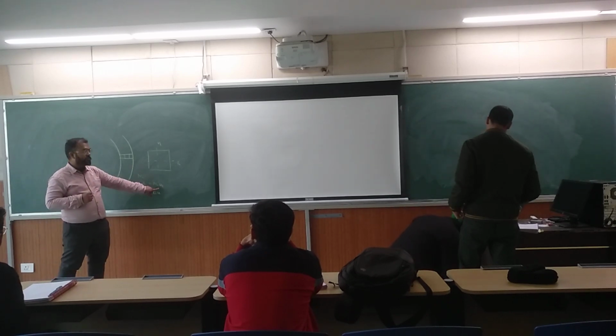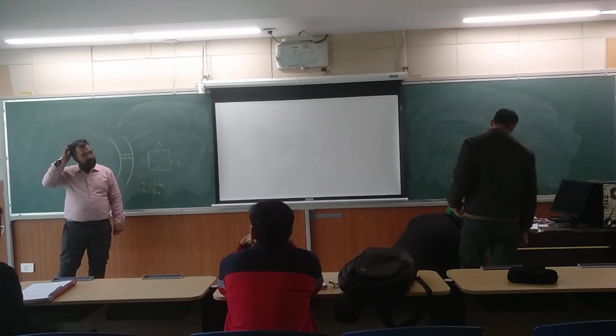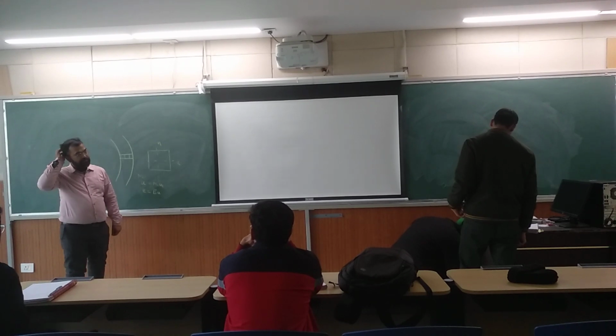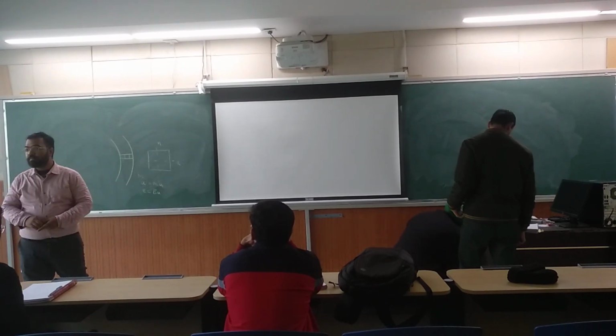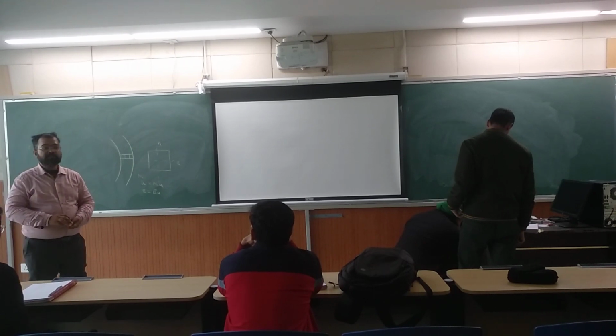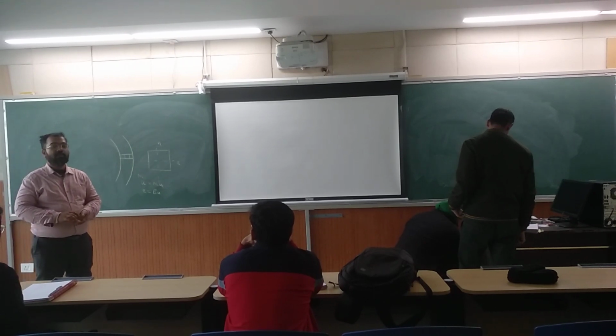How do we find out the ui's? That's the question. How do we do that? How do we really solve the equation? Do you have any idea, any guess? Do you understand the question?